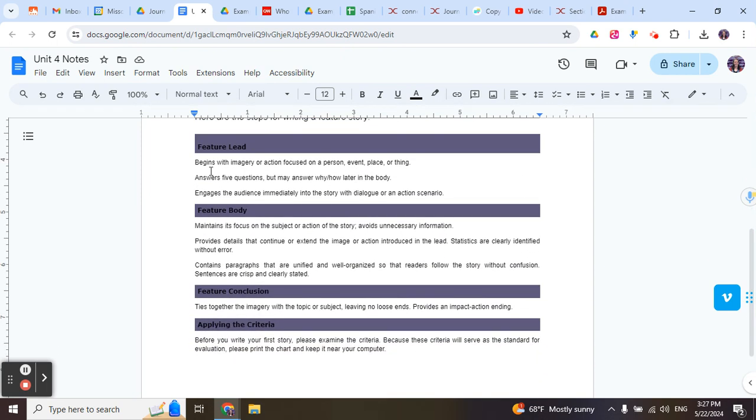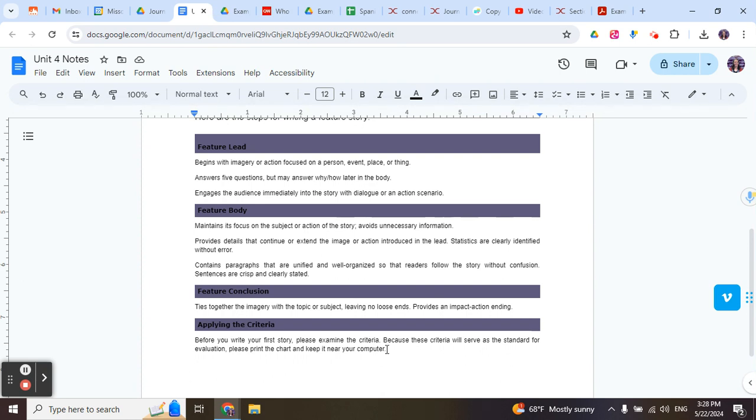Okay, so you need to have a feature lead, and you can go ahead and read through this yourself. You just want to get your reader's attention. That's the main idea. And you want to include some facts that let us know what you're writing about. Then the feature body, right? It's going to tell us the middle, all the details, what happened. And then the feature conclusion is going to tie it together with some imagery.